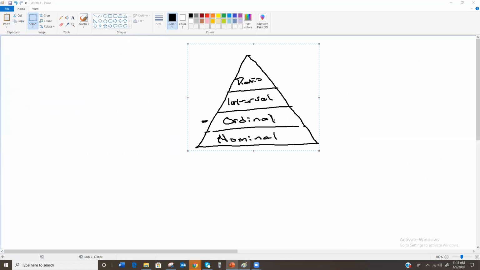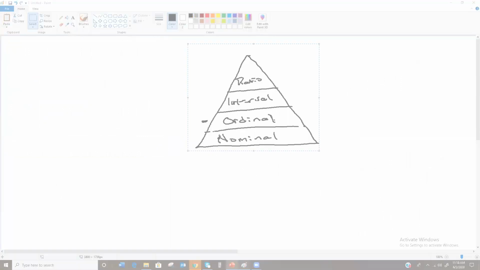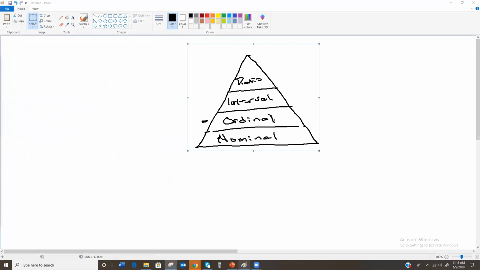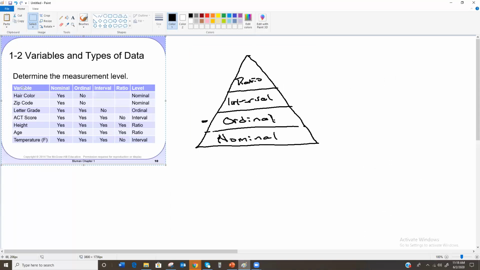Okay, so here's some examples that we can look at and see what they reach. If we were looking at hair color, does hair color reach the nominal level? Yes. And the answer is yes, because you'll notice here, everything reaches the nominal level. So hair color, zip code, letter grade, ACT score, all of those, everything reaches.